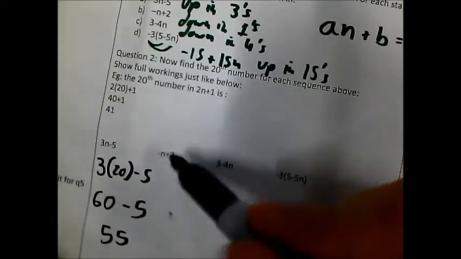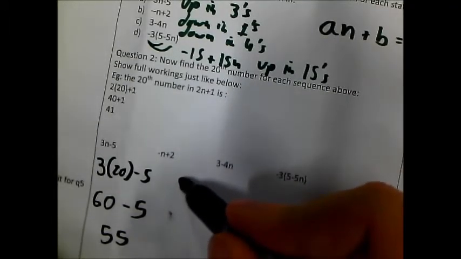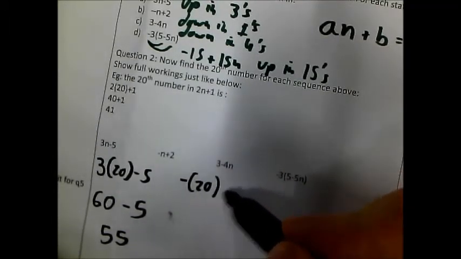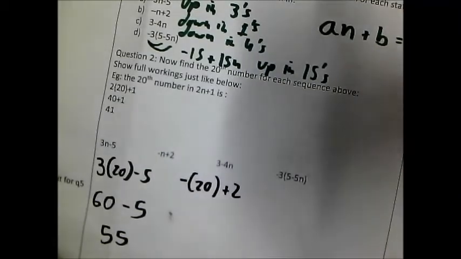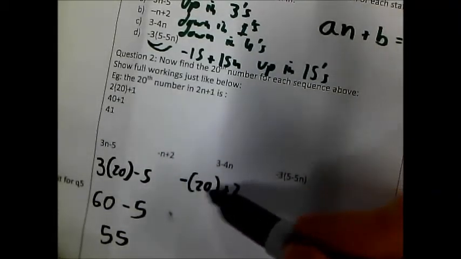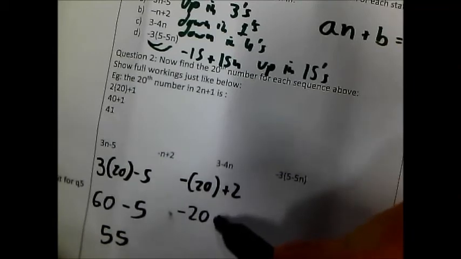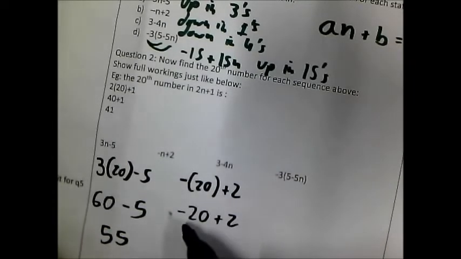Okay, this one, I'm going to put my 20 in brackets, so minus brackets 20 close brackets plus 2. So negative 1 times 20 is negative 20 plus 2. And now negative 20 plus 2 is negative 18.